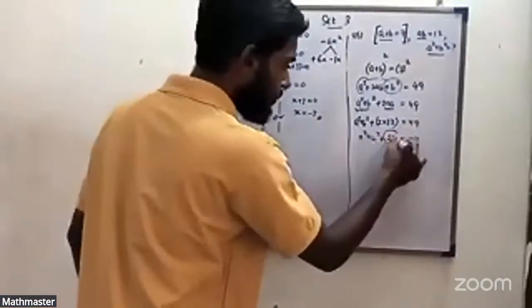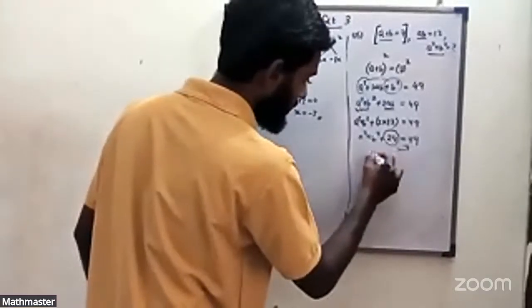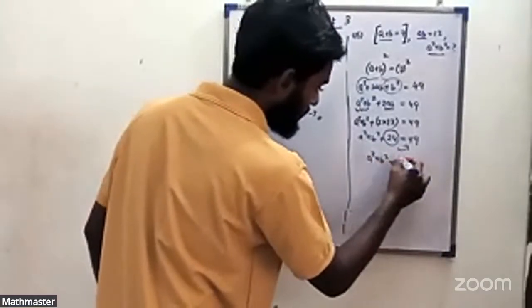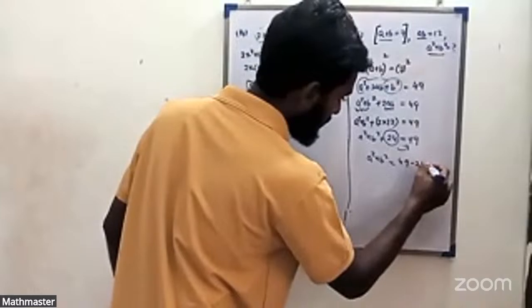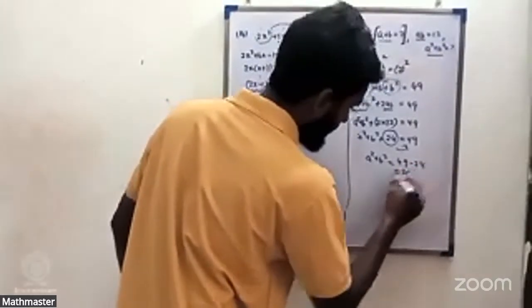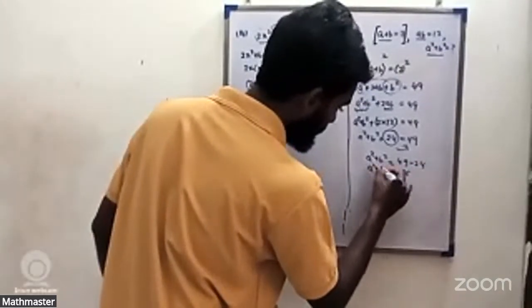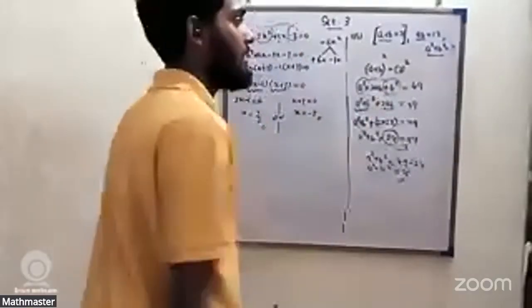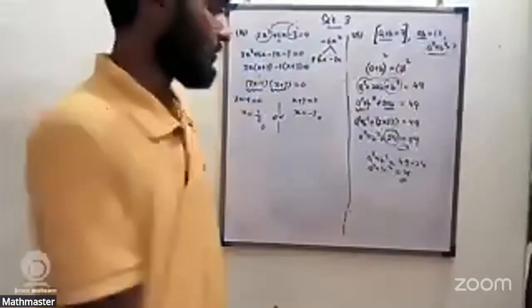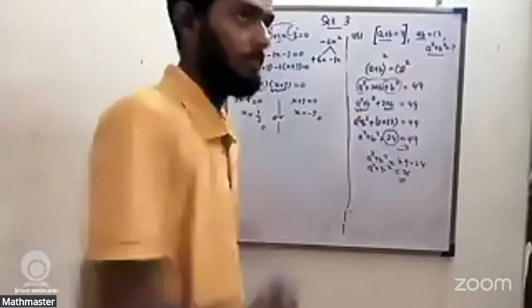Move this 24 to this side. This becomes a squared plus b squared equals 49 minus 24, that is 25. The answer for a squared plus b squared is 25. They ask for a squared plus b squared, so this value is 25.